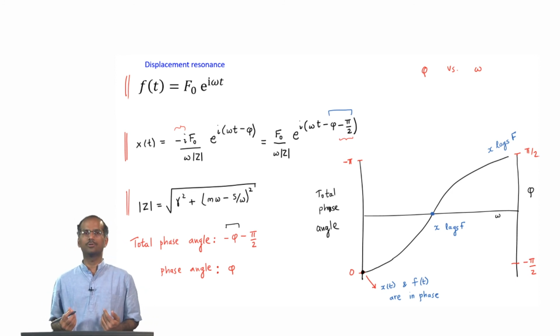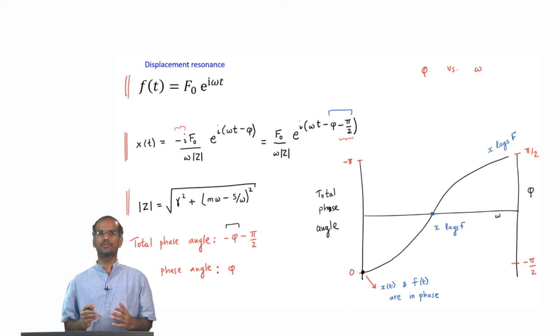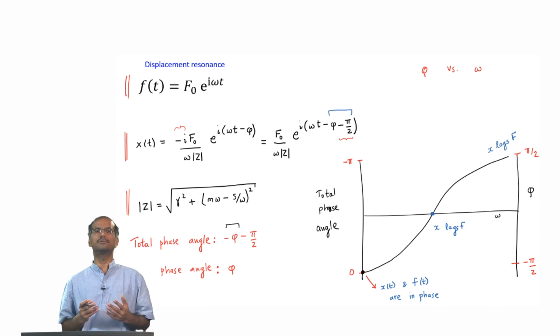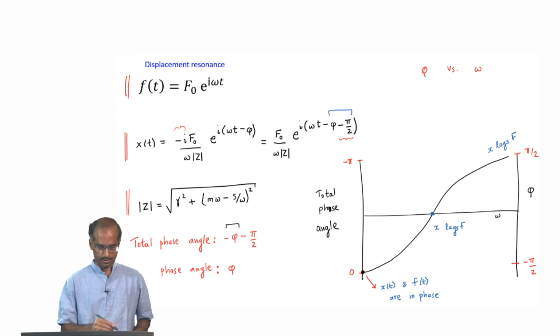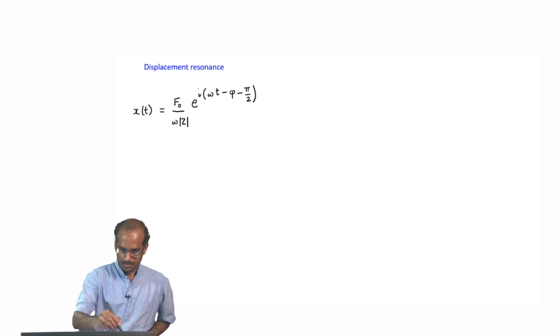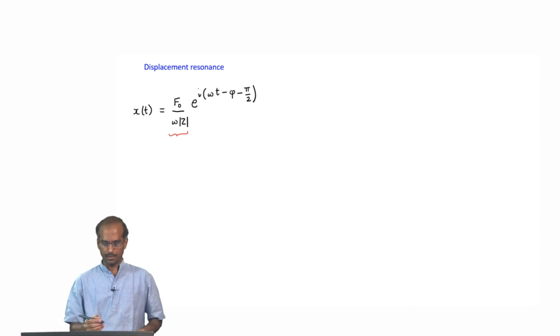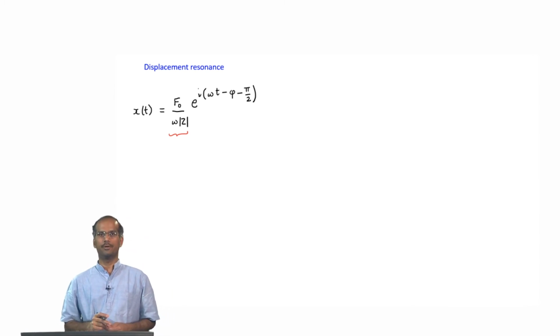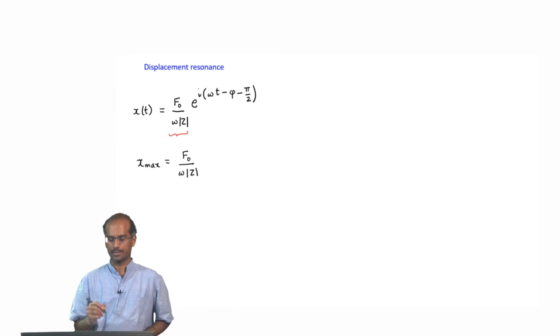Now, with this, let us go to the question of displacement resonance. The question there is identical to what we asked when we looked at velocity resonance. I have the solution for displacement as a function of time, and you will notice that the maximum amplitude would simply be F0 by omega mod z. Let us write that: x max would be F0 by omega mod z.